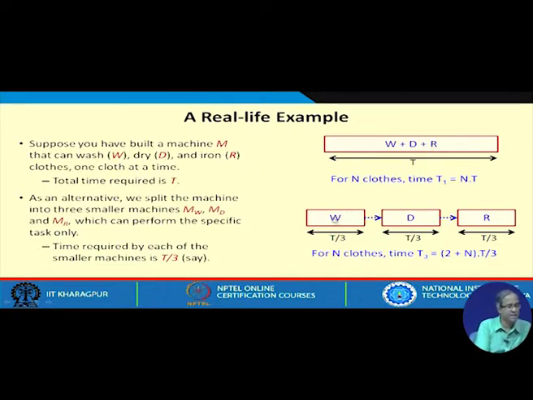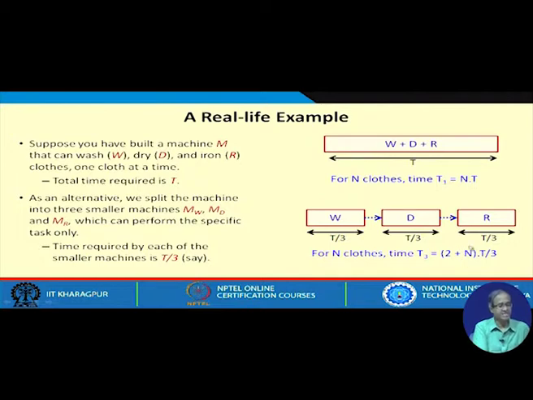And just assuming that they take equal time, let us assume that earlier it was taking a time of t, now each of these will be taking a time of t by 3, t by 3, t by 3. Now, we shall see later very shortly that if I do this, then for washing, drying and ironing n clothes, I need a time (2 plus n) multiplied by t divided by 3.